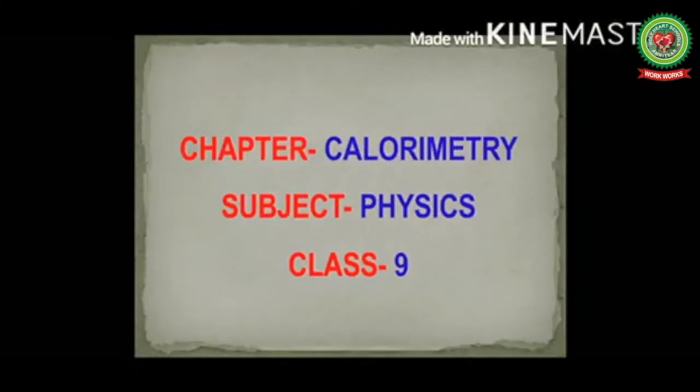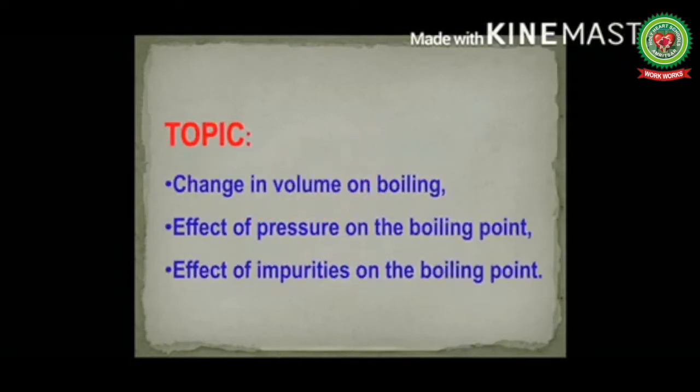Hello everyone. The chapter which we are discussing is chapter number 10 of your physics books of class 9, and the name of the chapter is calorimetry. The topics which we are going to discuss today are: first, change in volume on boiling; second, effect of pressure on the boiling point of a liquid; and third, the effect of impurities on the boiling point of a liquid.